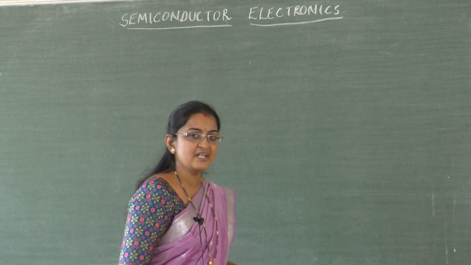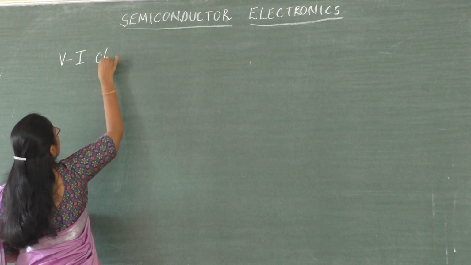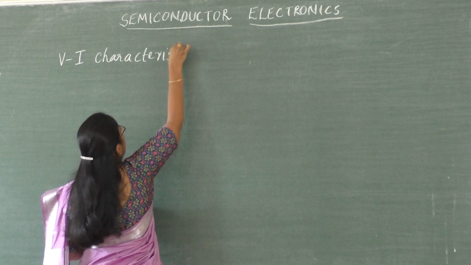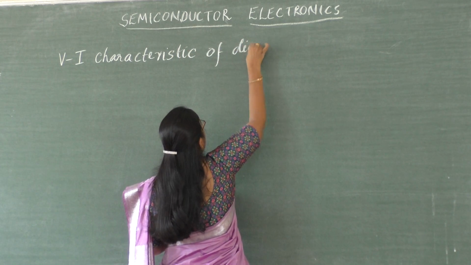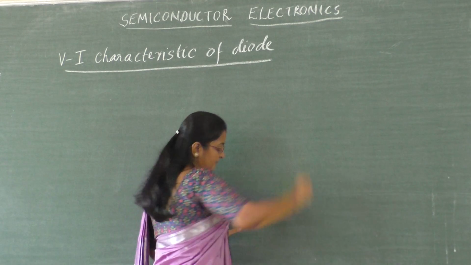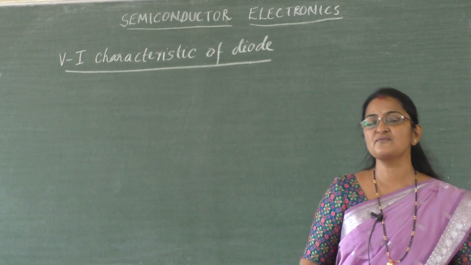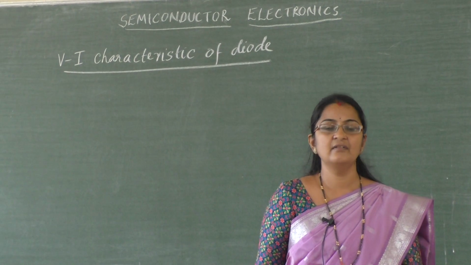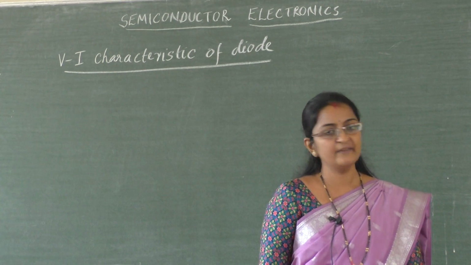The next concept here is VI characteristic of diode. Now what is this VI characteristic? Here V stands for voltage, I stands for current. In the last class, we have understood something about forward bias and reverse bias.